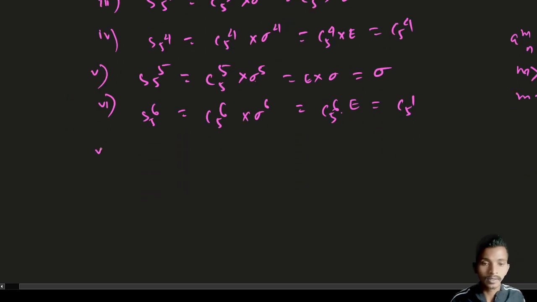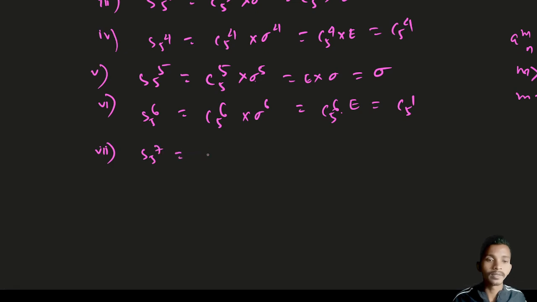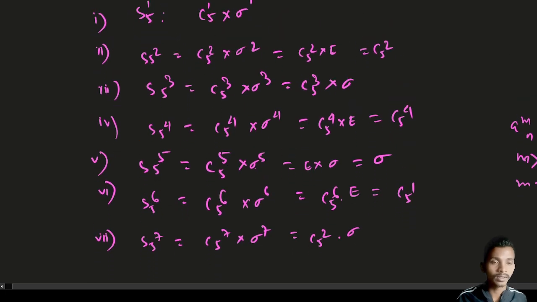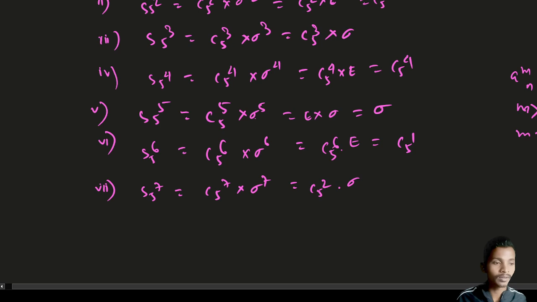Now repetition is not done yet, so we have to repeat. C5 7, then this is C5 7 into sigma 7, that is C5 2 into sigma. So does this get repeated? I think no. Okay, this is there, but this is not there. This is 1, this is 2, not repeated. So we have to proceed again.